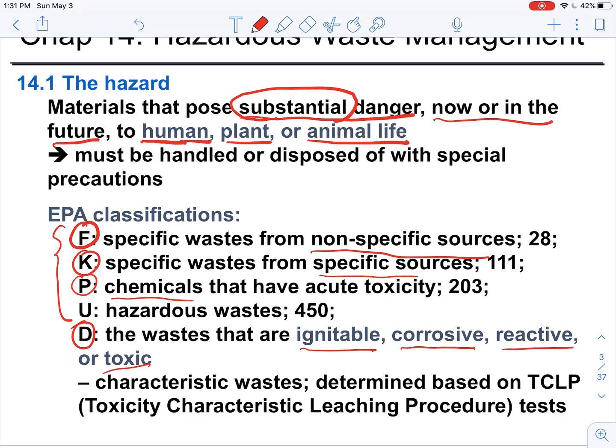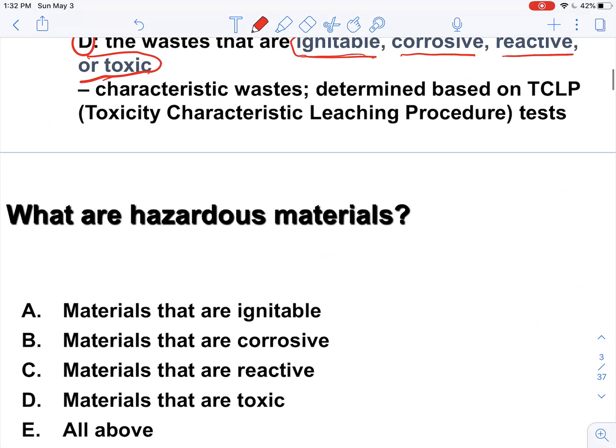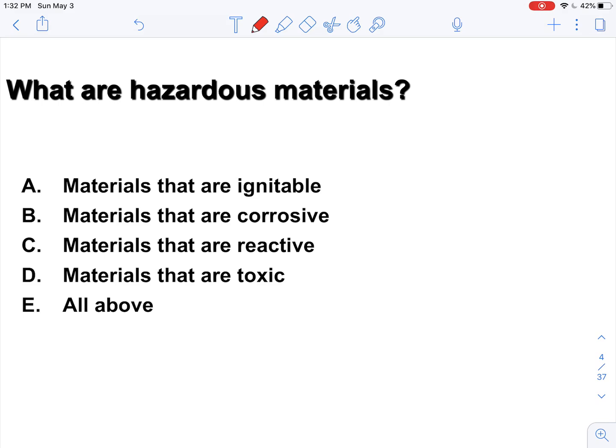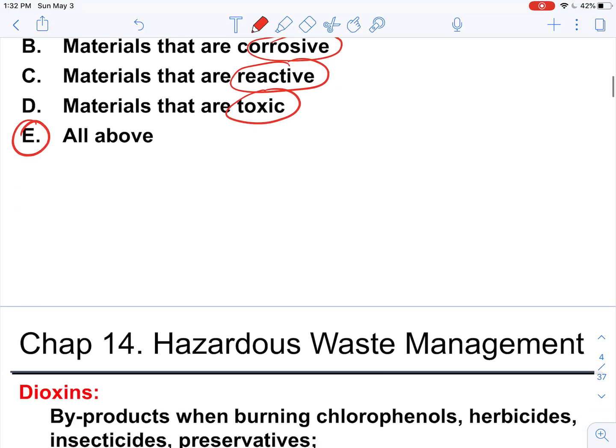So you can see that basically the hazardous waste will satisfy all of these specific wastes and also the broader definition, right? As long as they can be ignitable, corrosive, reactive, or toxic, they can be categorized as hazardous waste. Okay, so these four are the characteristics of these hazardous wastes. If I have a question of what are the hazardous materials, then they have to be ignitable, corrosive, reactive, toxic. Okay, so we should choose all of them.